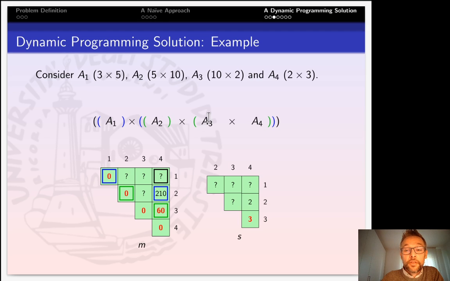dealing with A2, A3 and A4, I only tested the parenthesization in which A2 is alone and A3 and A4 are placed in this way. But of course, I may change the parenthesization for this sub-problem. I may try to see whether a better parenthesization is the one in which I place A2 and A3 all together and leave A4 alone. Okay? And so this sub-problem, the minimum number of possible parenthesization for A2 and A3 can be obtained by looking at this cell.